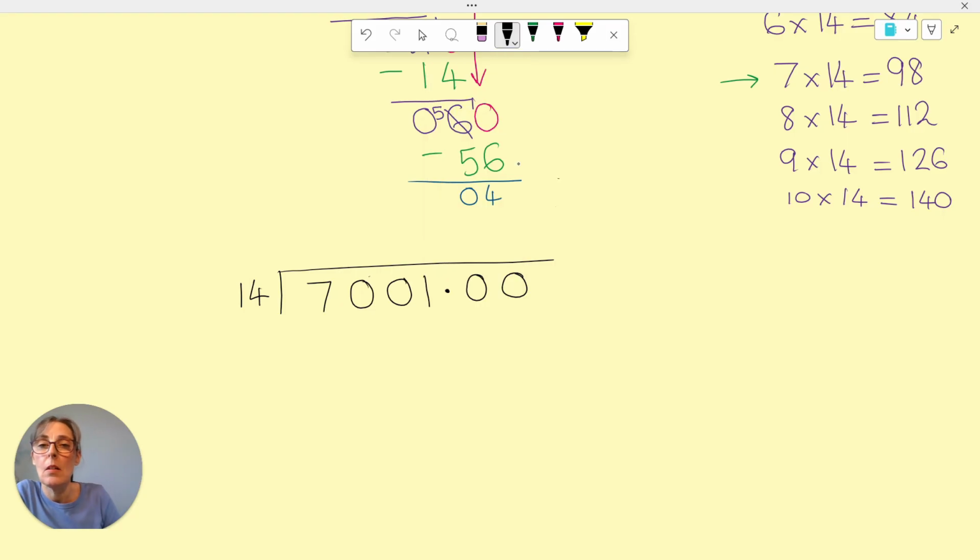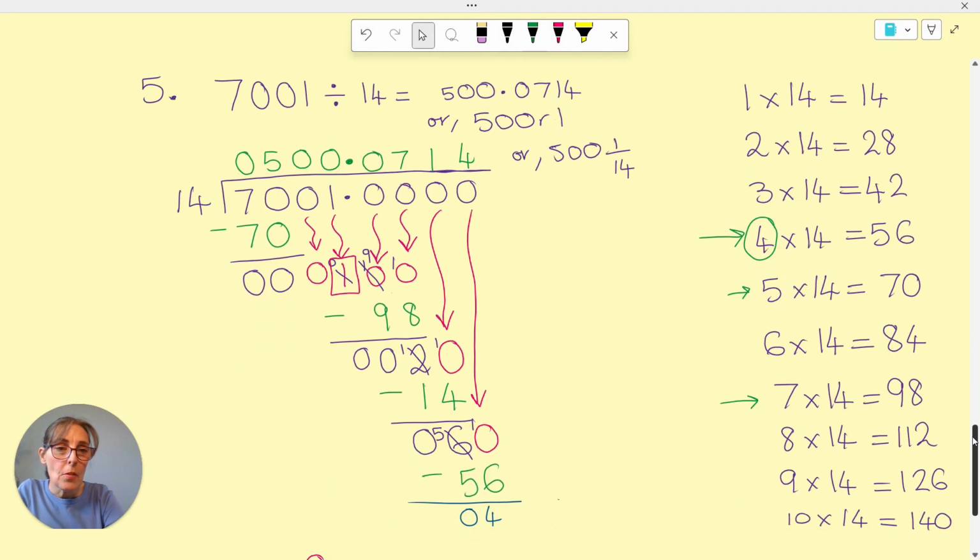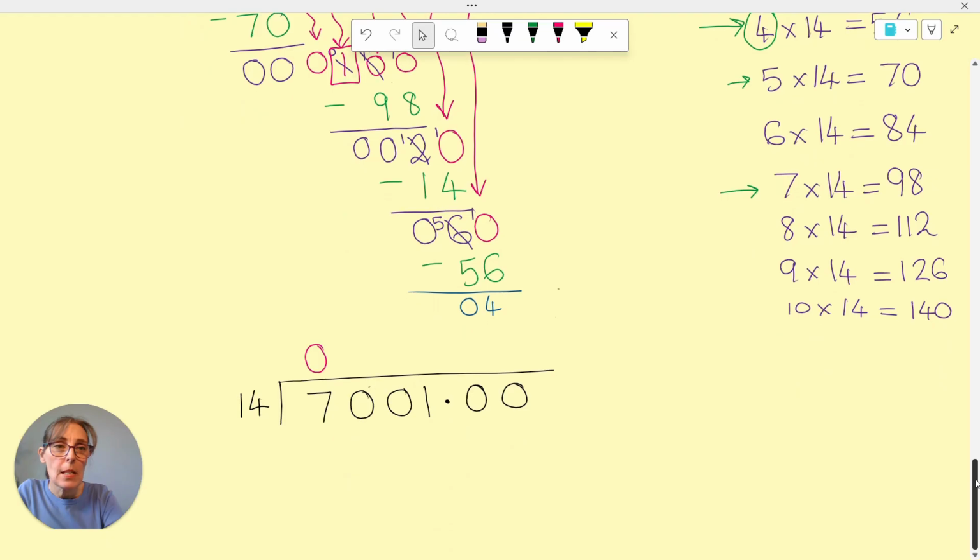How many 14s go into 7? Let's choose a different colour. We can't put 14 into 7. How many 14s into 70? Let's just have a look. There. We've got 5 14s fit into 70.